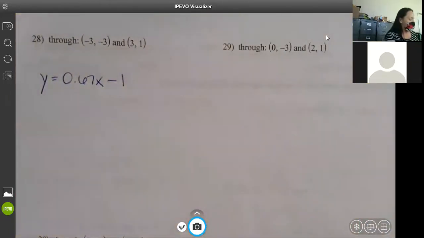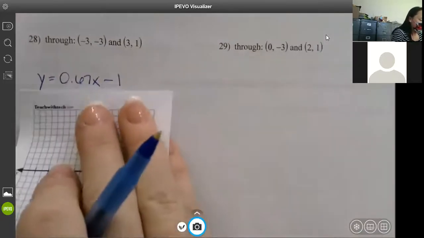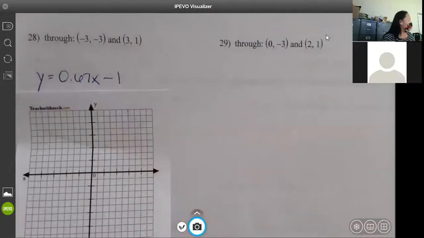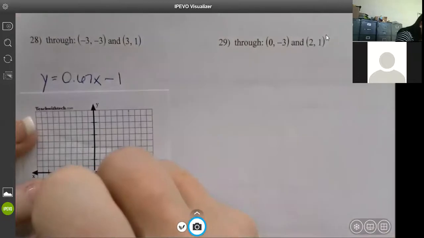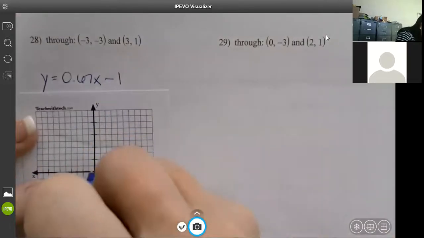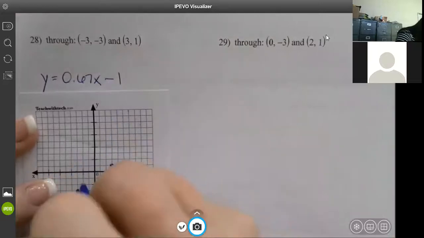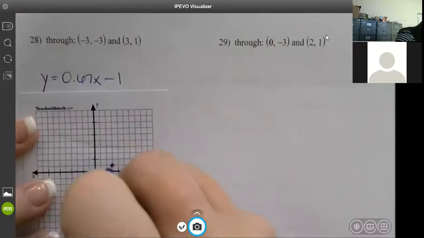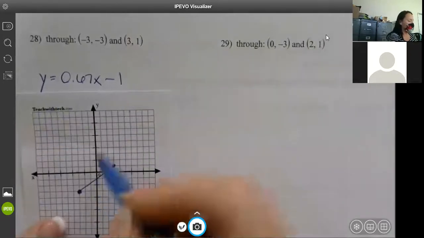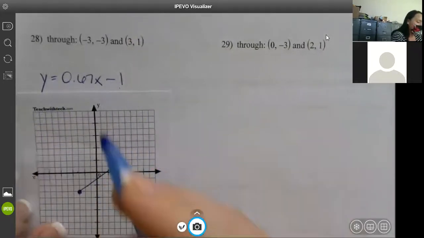All right. So a couple ways to do this. You guys know how to graph points, right? All right, so if I graph these points, -3, -3, I'm doing the one that I just did, and 3, 1. That's my line. You guys can see that we cross the y-axis at -1, so that's where your -1 comes from.